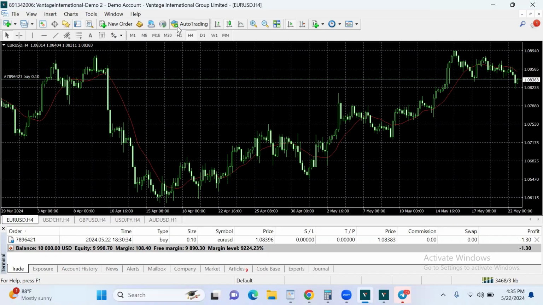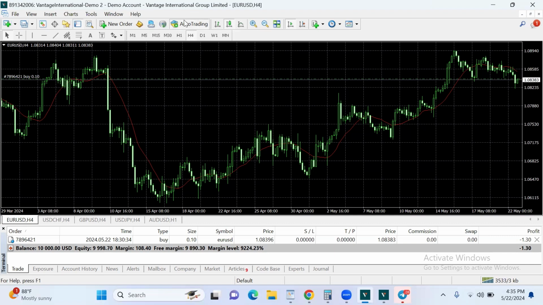There are times where you might install a robot on your account, or maybe a robot is installed on your account, and then you find out that it's not taking trades. Why is it not taking trades? Is this thing working now, or is it installed properly? Why is it not taking trades? Because you've not enabled auto trading. When you don't enable auto trading, it will not trade.